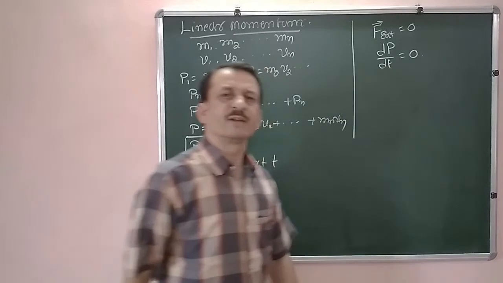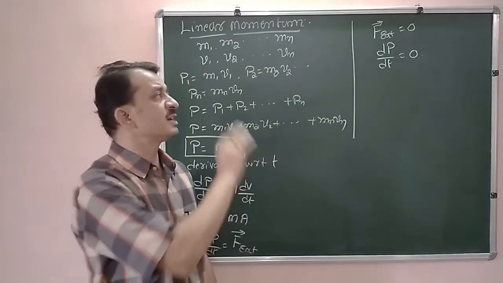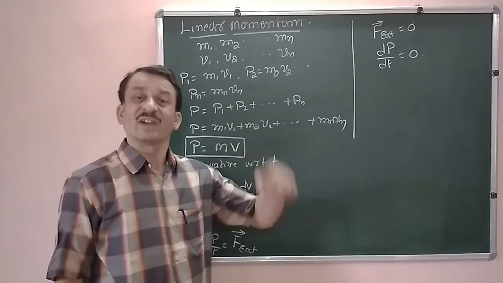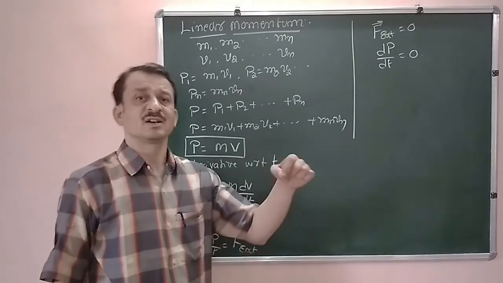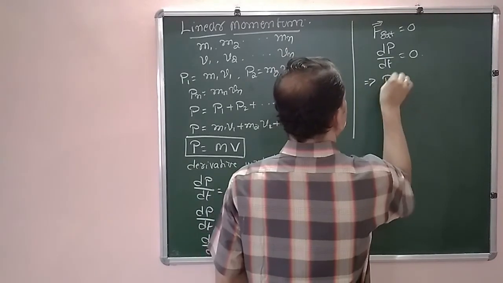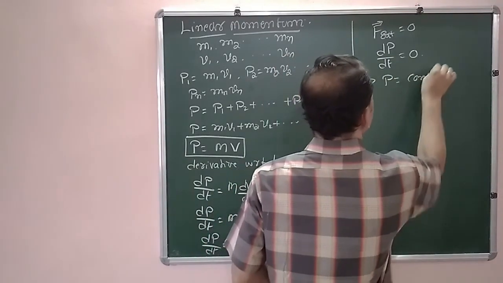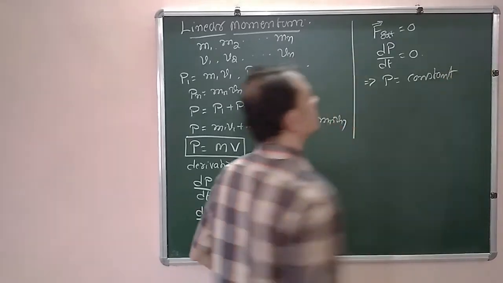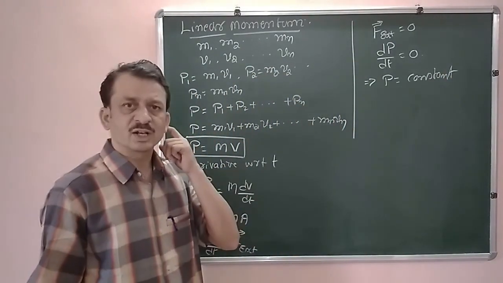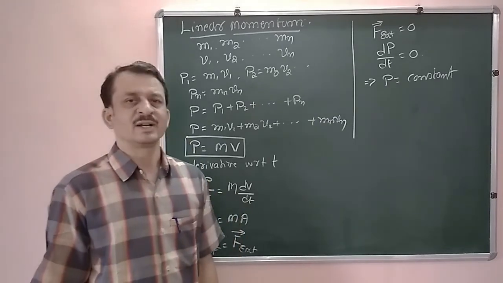That means the derivative of some constant quantity is equal to 0. In the case of a derivative, the derivative of a constant quantity is always 0. So this expression represents that the momentum is constant. That means it is conserved.